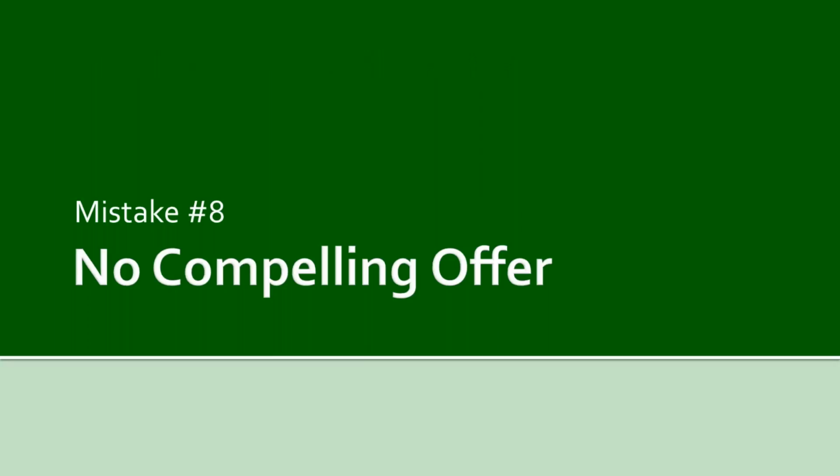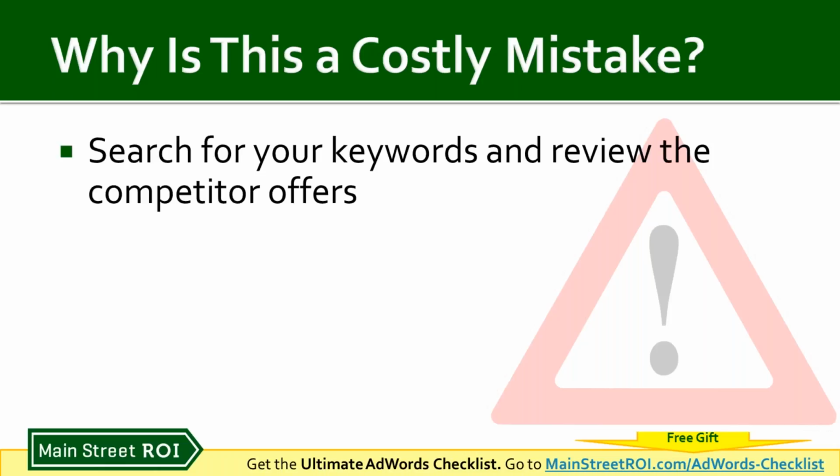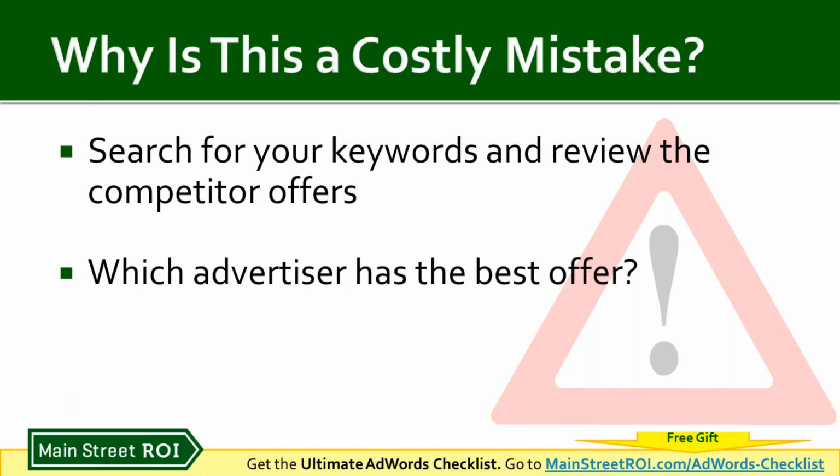All right, mistake number 8 is no compelling offer or having a weak offer. What you want to do here is search some of your keywords and review who's already advertising. This is a great exercise. You don't need any fancy tools. Just go to Google, type in your keywords, look at what they're offering, put yourself in the prospect's shoes, and then ask yourself, which advertiser has the best offer?